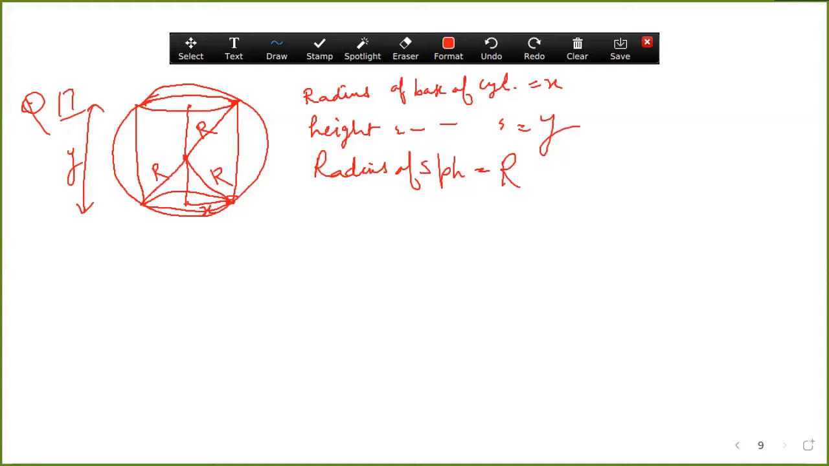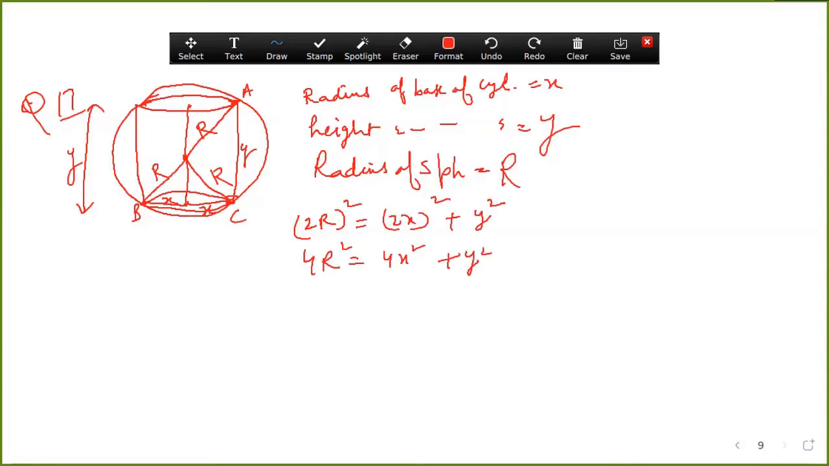From the triangle we can say the height is y, and this is A, B, C. Join this like this. So from triangle ABC, you can write R plus R, that is 2R, square, is equal to base square plus perpendicular square. It becomes 2x square plus y square. It comes out 4R square is equal to 4x square plus y square.